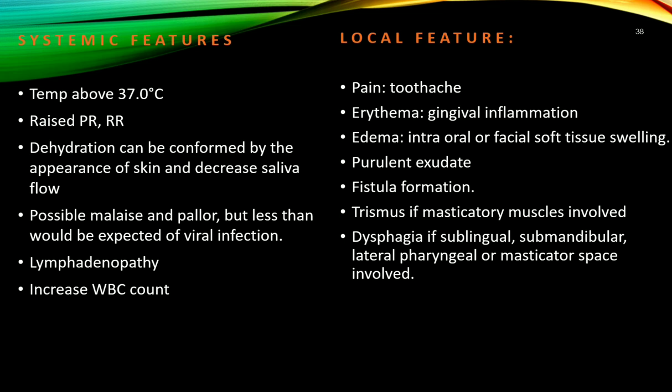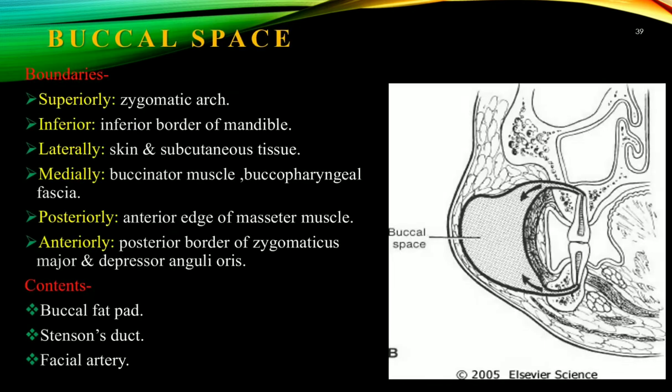Coming to the systemic and the local features seen in most of the swellings, the temperature is high, pulse rate and respiratory rate are higher, whereas there will be dehydration and malaise and pallor, lymphadenopathy with increased WBC count. Local features are patient will have pain, gingival inflammation, pus or purulent exudate coming through an opening from the fistula probably.